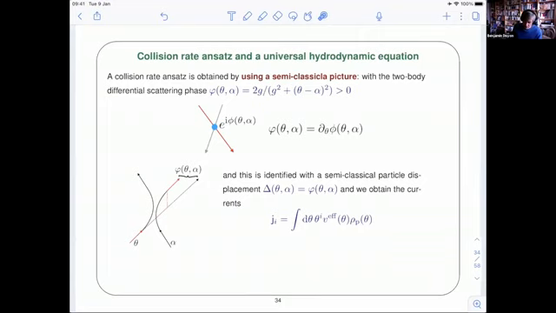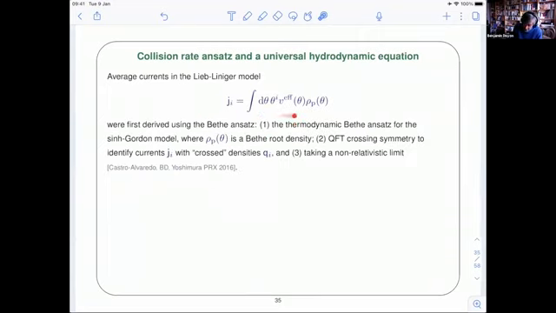Now in the quantum case, this expression was derived in very different ways, not by this semi-classical analysis of collision rates. The first derivation we did was by using the thermodynamic Bethe-Ansatz for the quantum Sine-Gordon field theory, where rho is the Bethe root density, by using QFT crossing symmetry to identify currents with densities, and then by taking the non-relativistic limit. So a set of steps which are pretty complicated, but where we got exactly this expression for the currents, which can be a posteriori interpreted in terms of collision rates.